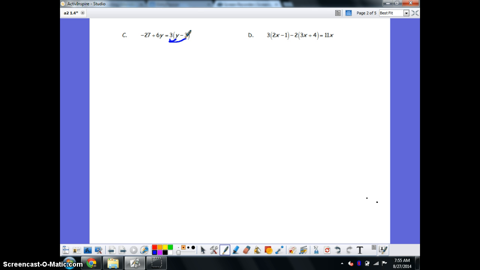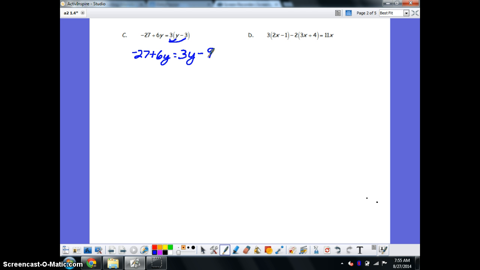So when we distribute that 3 on the right side, the equation we have left is negative 27 plus 6y equals, and when we distribute, we multiply. So we have 3y minus 9.